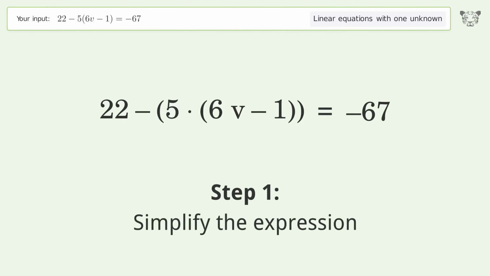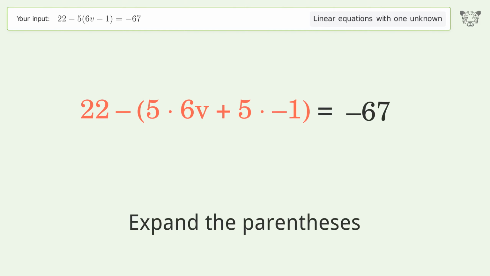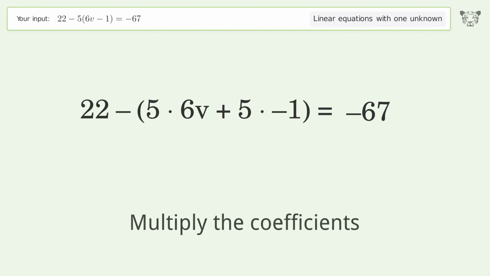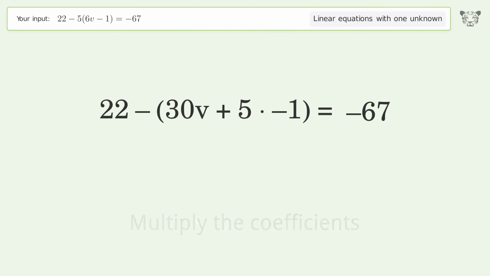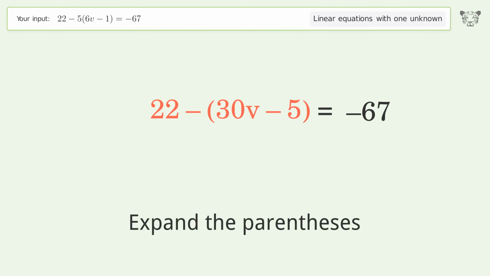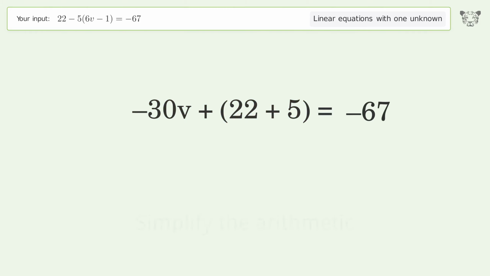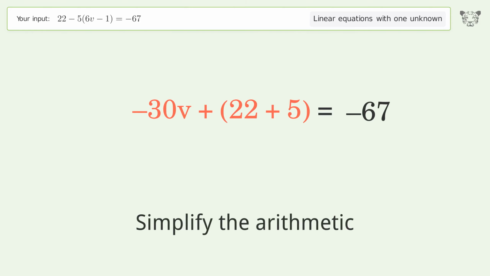Simplify the expression. Expand the parentheses. Multiply the coefficients. Simplify the arithmetic. Expand the parentheses. Group like terms. Simplify the arithmetic.